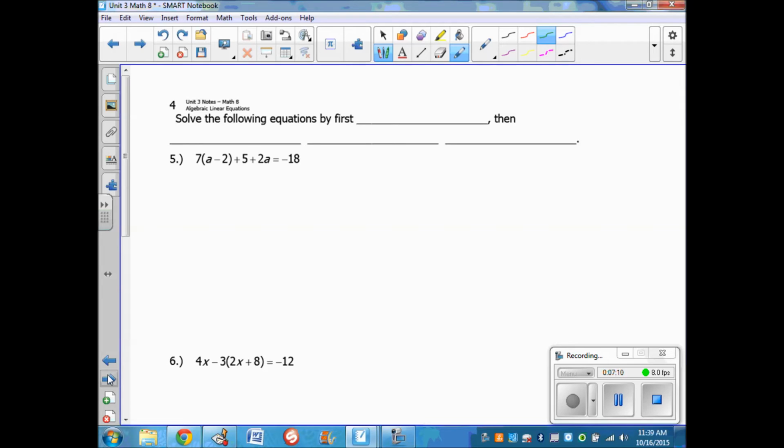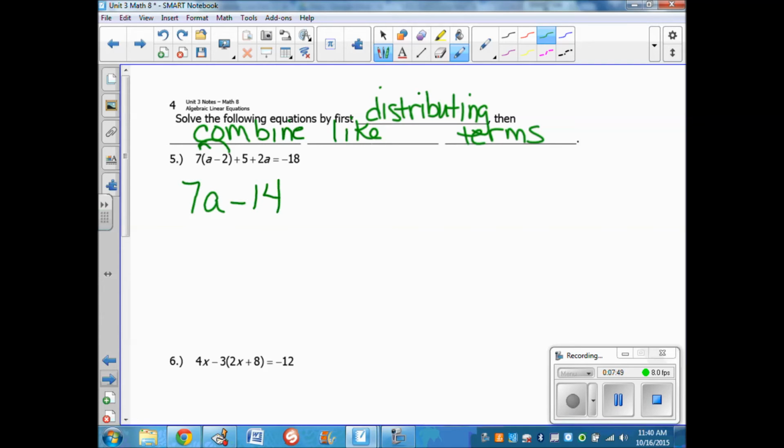It says solve the following equations by first distributing, then combining like terms. So I've got to distribute here first. I've got 7 times the quantity a minus 2, plus 5 plus 2a equals -18. Before I do anything, I've got to distribute that 7 times the a and 7 times -2. So I distributed. Now just write what's left.